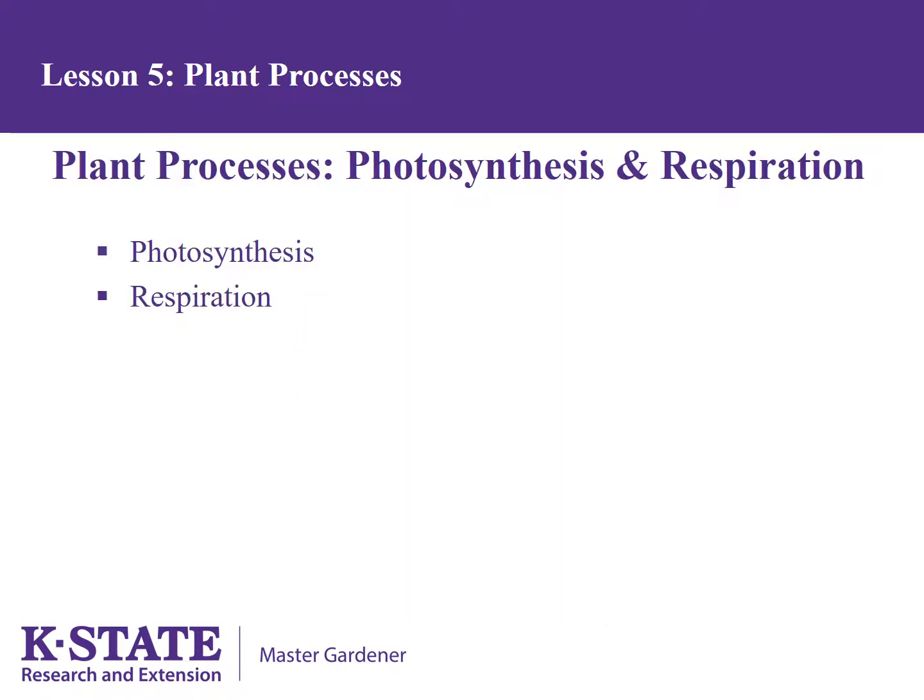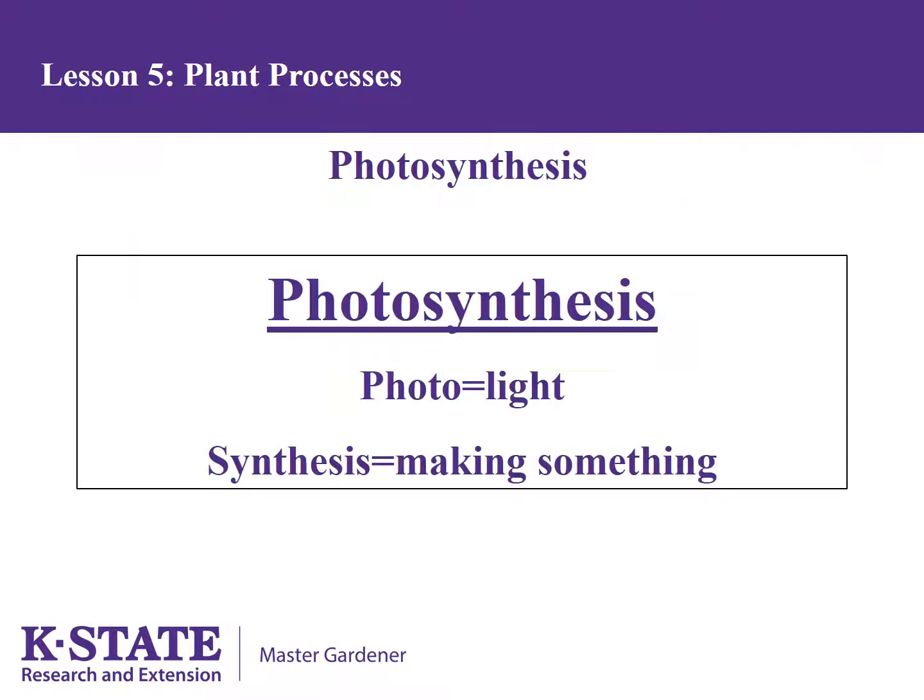Let's look at a couple of plant processes, photosynthesis and respiration. We will start with photosynthesis. The word photosynthesis combines two words, photo, which means light, and synthesis, which equals making something. So what does photosynthesis make? All photosynthesis makes is sugar. There are a number of different sugars that plants make, but photosynthesis only makes the sugar glucose.